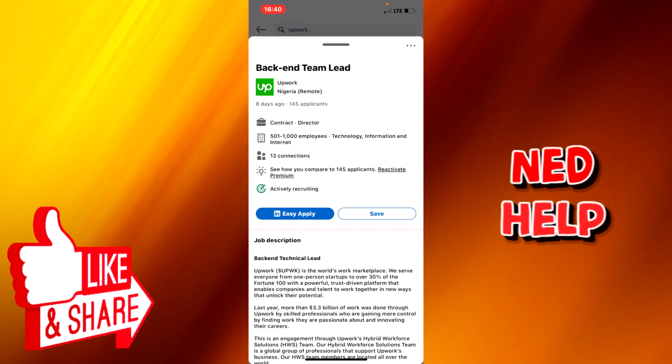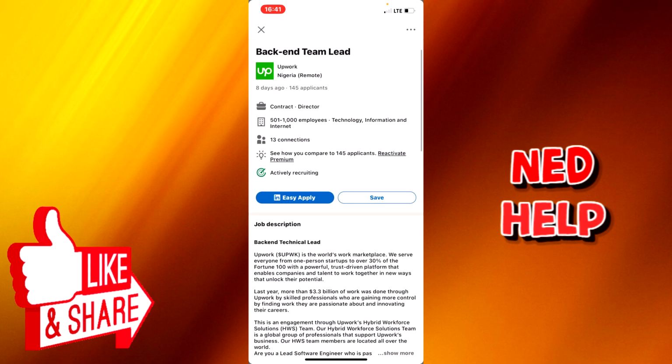Depending on the company, you might have some connections attached to them. Those are the people working under the company. That's why it's good for you to increase your connections on LinkedIn. So here I have 13 connections. Instead of just applying yourself, you get higher chances when you are being referred by someone working for the company.